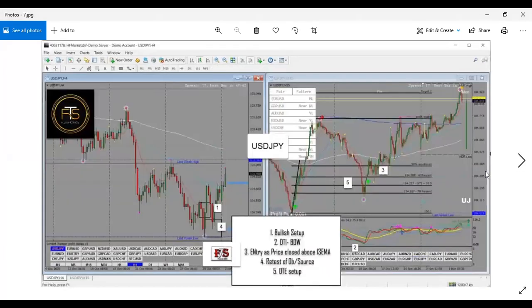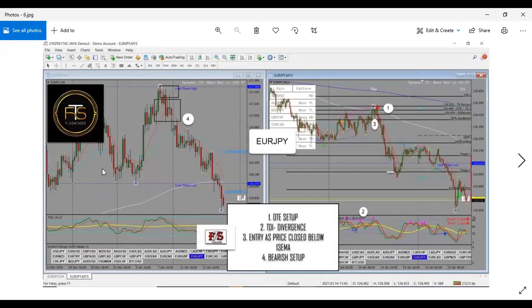Festus, question? For the Euro GPY, what is the point that you put this 100 and 0 Fibo in H4 candle? How do you put the 0 and 100? Where is the high? Where is the low?